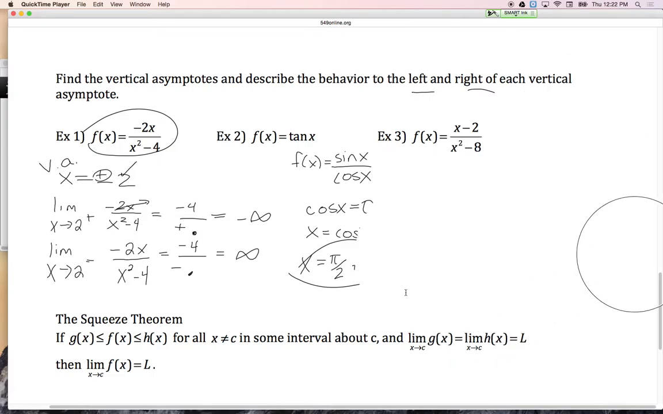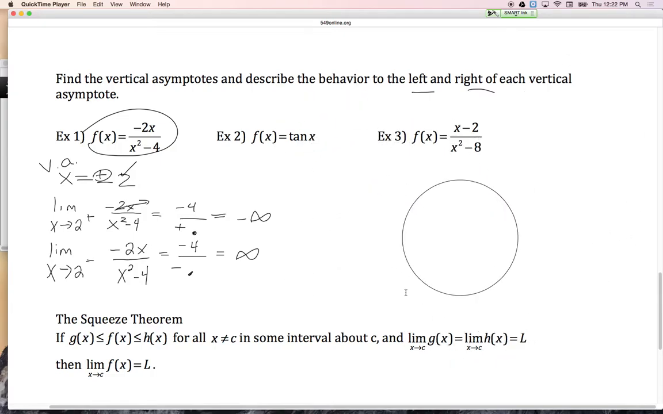Example 3, I made a typo. It's supposed to be, and I did this specifically to get you ready for your quiz tomorrow, it's supposed to be x to the third. So talk to me. How are you going to do this one to find the VAs?